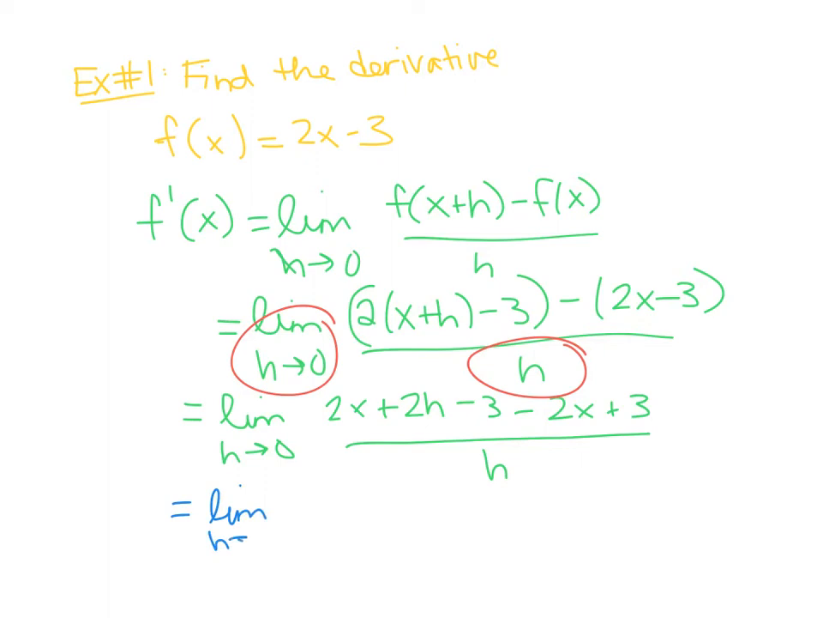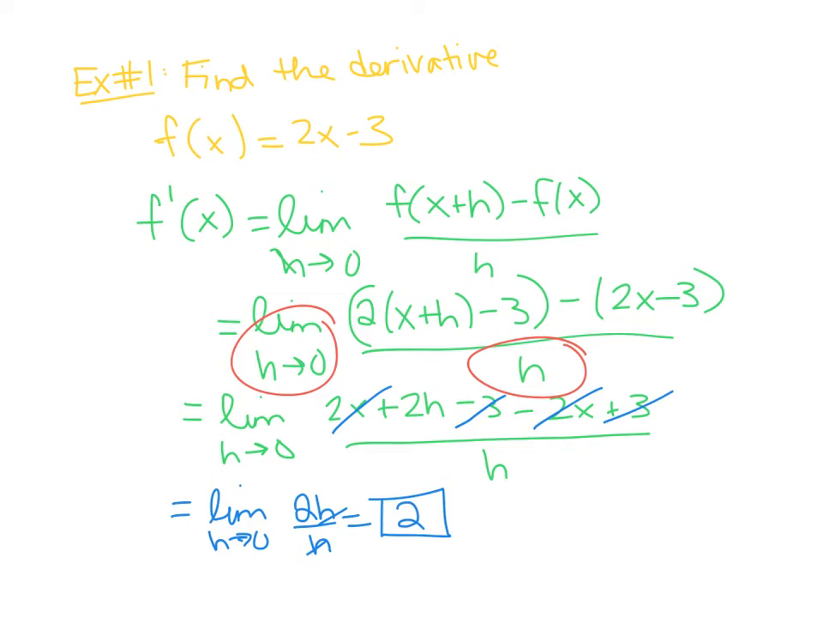Okay, so then when we simplify this, my 2x and my 2x are going to cancel out. My negative 3 and my positive 3 are going to cancel out. I'm left with 2h over h, and I am not going to put in 0 yet. You'll notice that I would get a 0 over 0. I would get an indeterminate form. Instead, I am going to cancel out my h's, and that's just going to give me an answer of 2. So 2 is my answer for this.